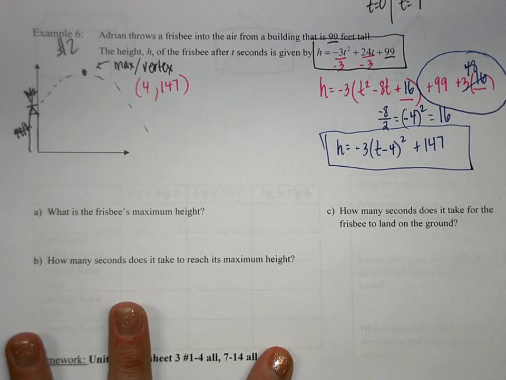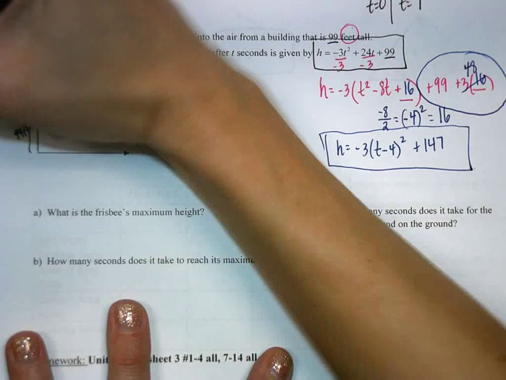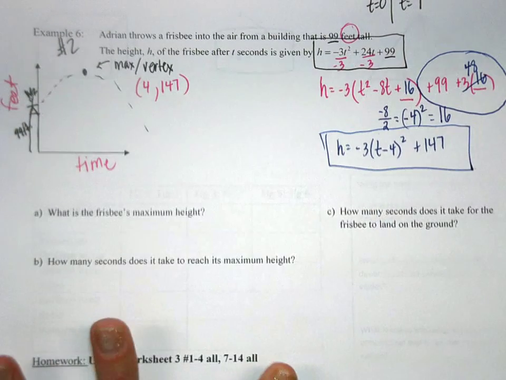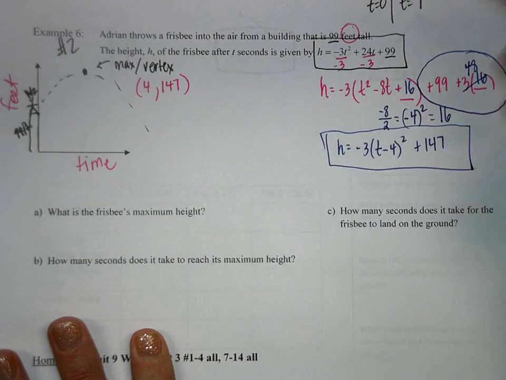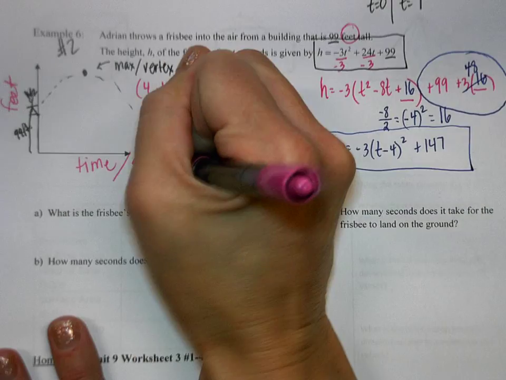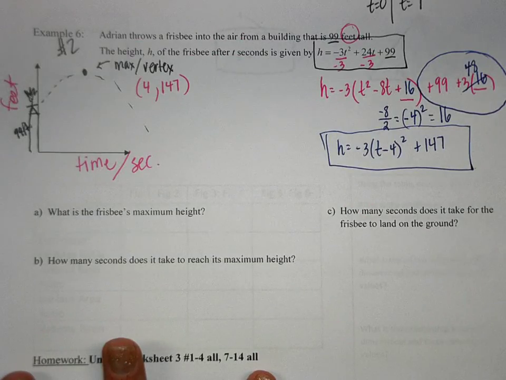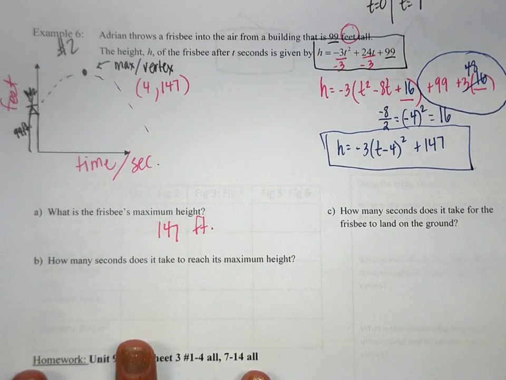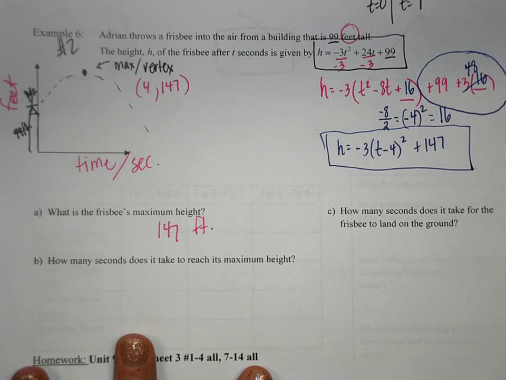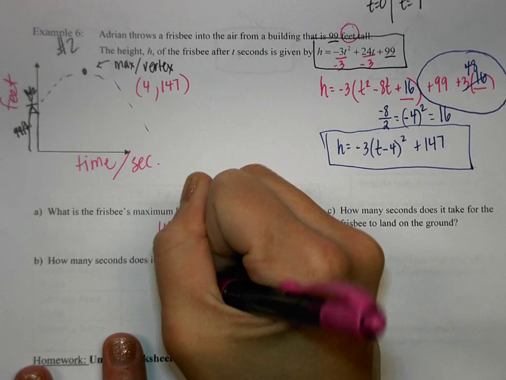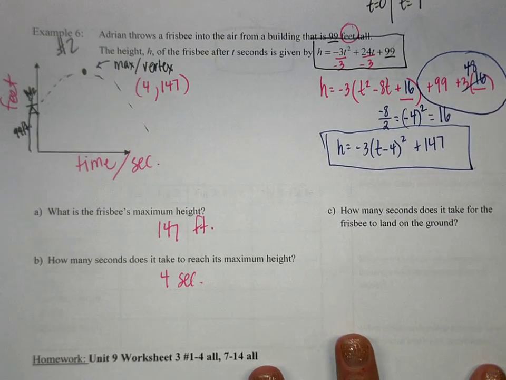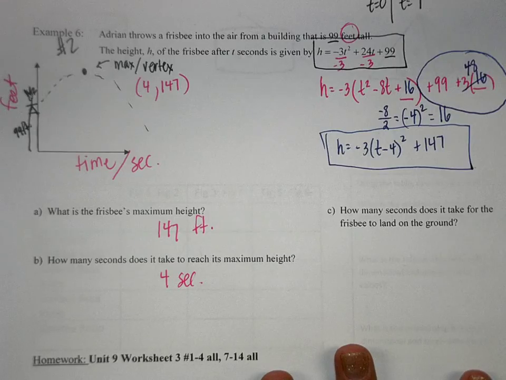It says feet. Okay, so this is feet, or your height, right? And then down here is your time. Good. And it's time in seconds. Okay, so what is the Frisbee's maximum height? 147 feet. Okay, B, how many seconds does it take for it to reach the maximum height? 4. Very good. Then it says, how many seconds does it take for the Frisbee to land on the ground? Now on this one, can I double 4? No. What do I have to do?